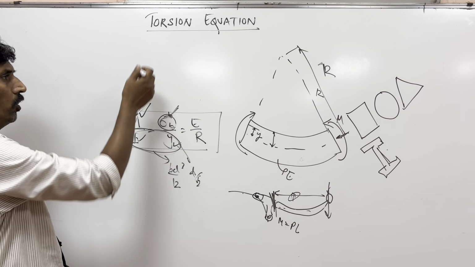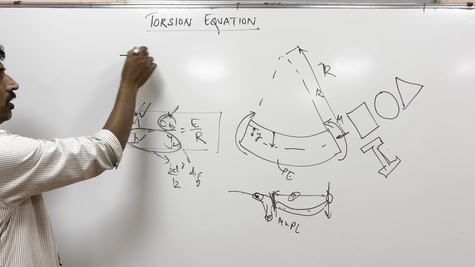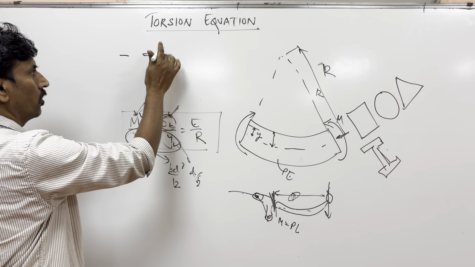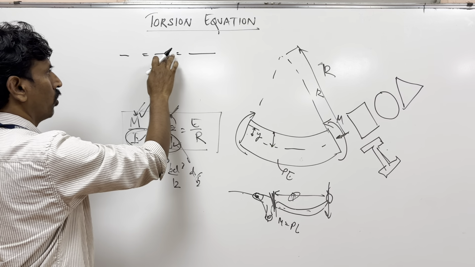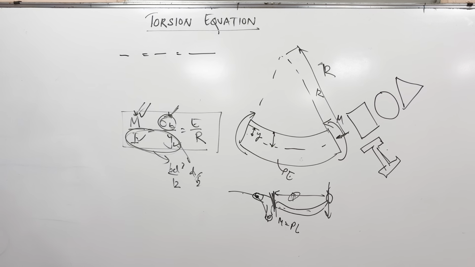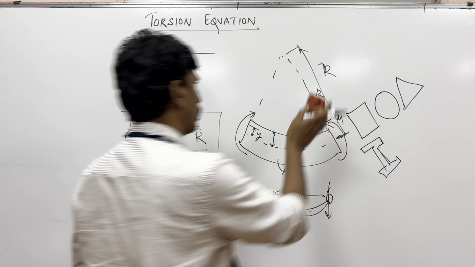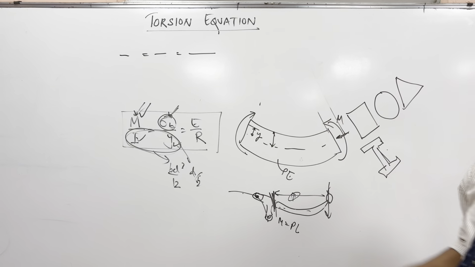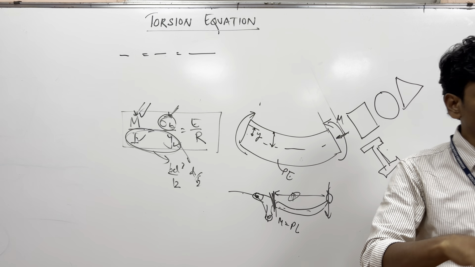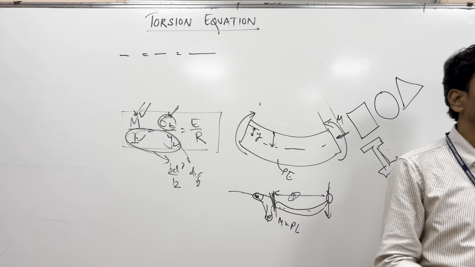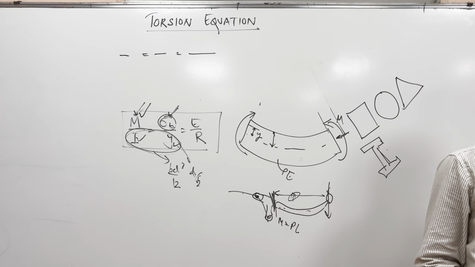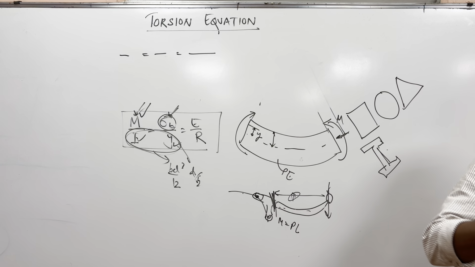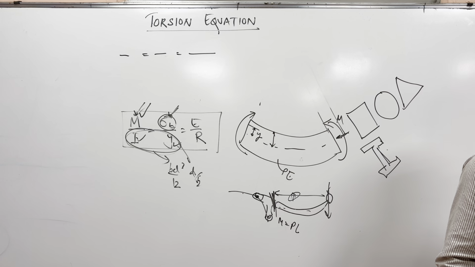Similar to that, you have similar equations in torsion. First of all, I'll explain what torsion actually is. Torsion is basically twisting moment. Just explain what is bending and what are the components in an automobile which would experience bending moment.